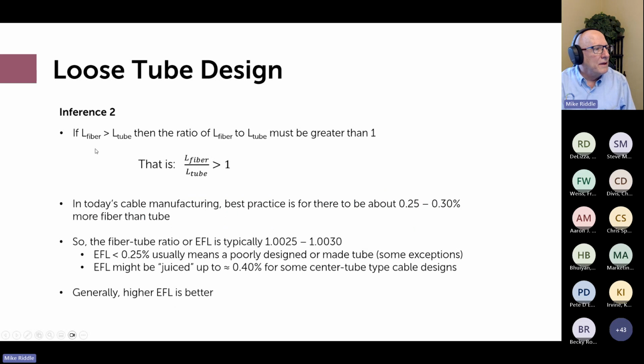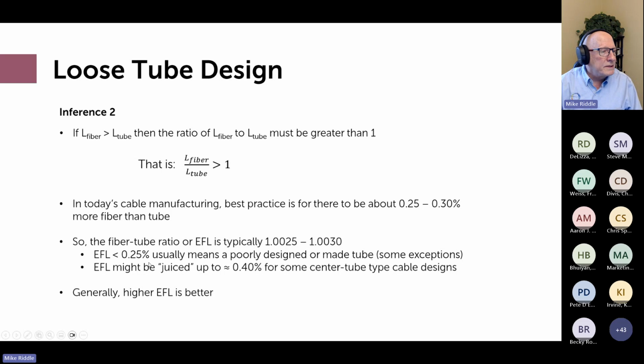Second inference is that if this is true, that the length of fiber is greater than the length of the tube, then the ratio of the two must be greater than 1. And you can actually quantify that. In today's cable manufacturing, you're typically going to see about 0.25 to 0.30% here, meaning that ratio is 1.0025 to 1.003. Now, you can draw some further inferences.